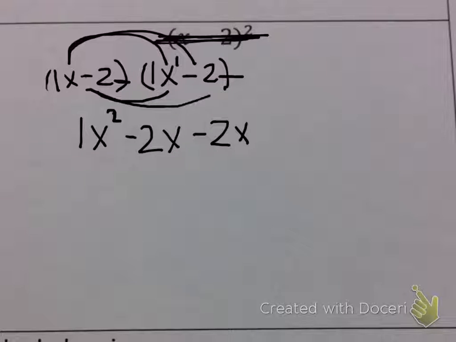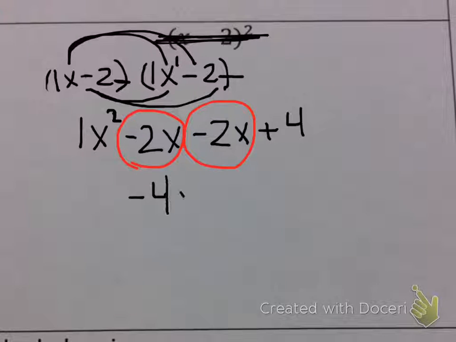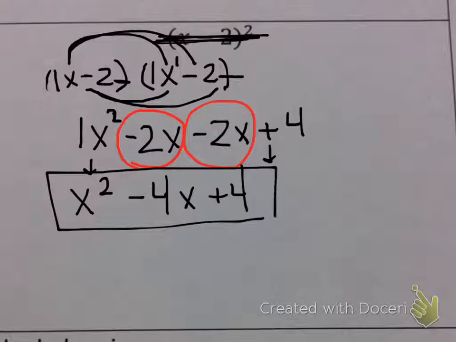Now we're going to take this negative 2 and multiply it by this other negative 2. So a negative 2 times a negative 2 is a positive 4. Now we need to combine our like terms. So we got a negative 2x and a negative 2x. And when we add those together, negative 2 plus a negative 2 is going to be a negative 4x. And then we just drop these other ones down. So x squared minus 4x plus 4. And that's going to be our answer.